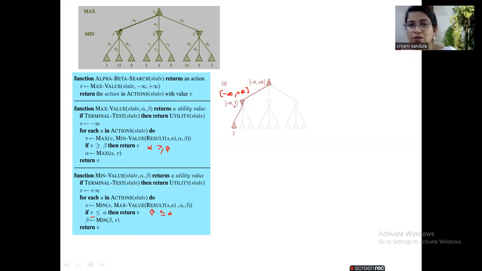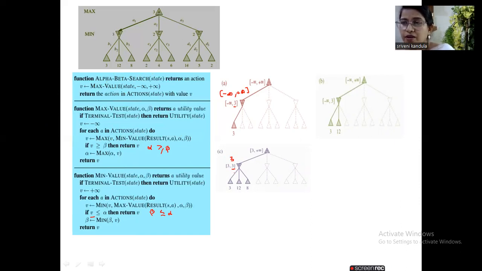Next, the next value that we have is 12. This 12 is compared with 3. 3 only is less, so the value of beta is not updated. Next, we will compare with 8. 8 is not less when compared to 3, so the value of beta is not updated. It is the same thing here. Here you can see the value of beta remains the same, which is 3.